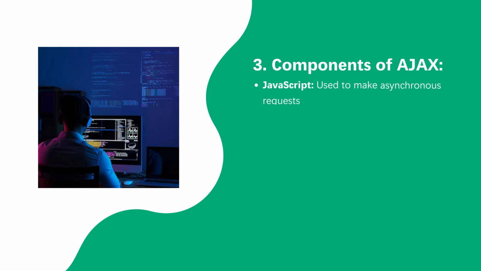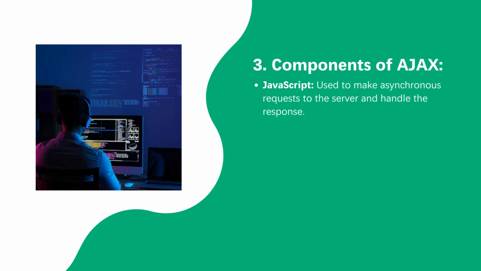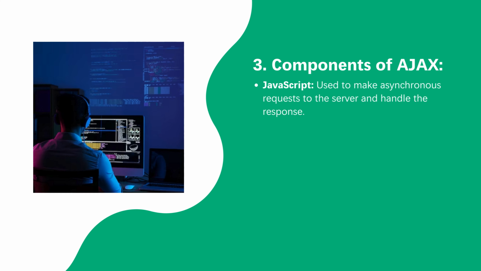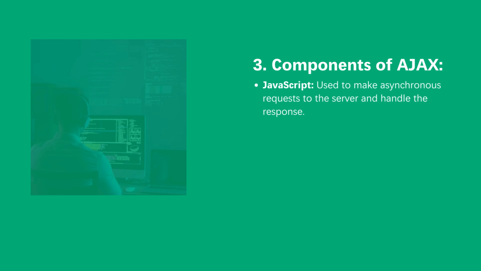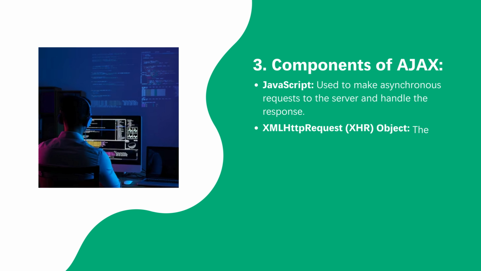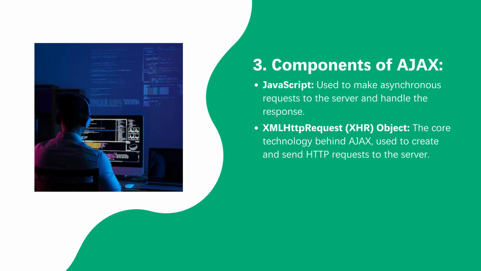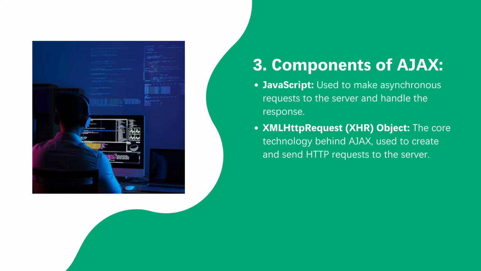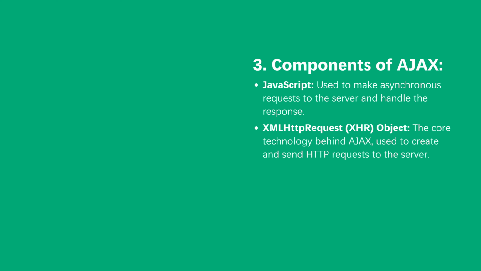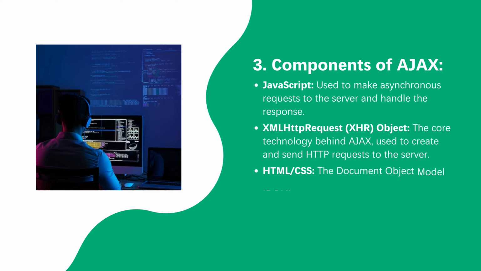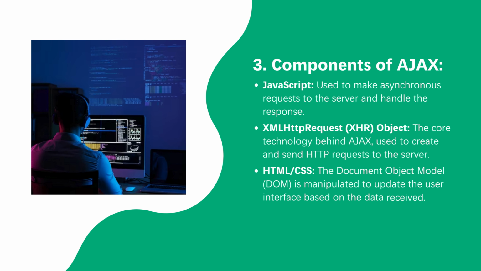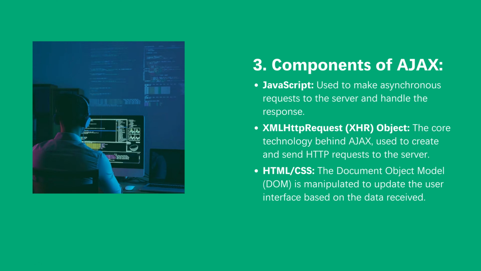Components of Ajax. JavaScript: used to make asynchronous requests to the server and handle the response. XMLHttpRequest object: the core technology behind Ajax, used to create and send HTTP requests to the server. HTML/CSS: the Document Object Model (DOM) is manipulated to update the user interface based on the data received.